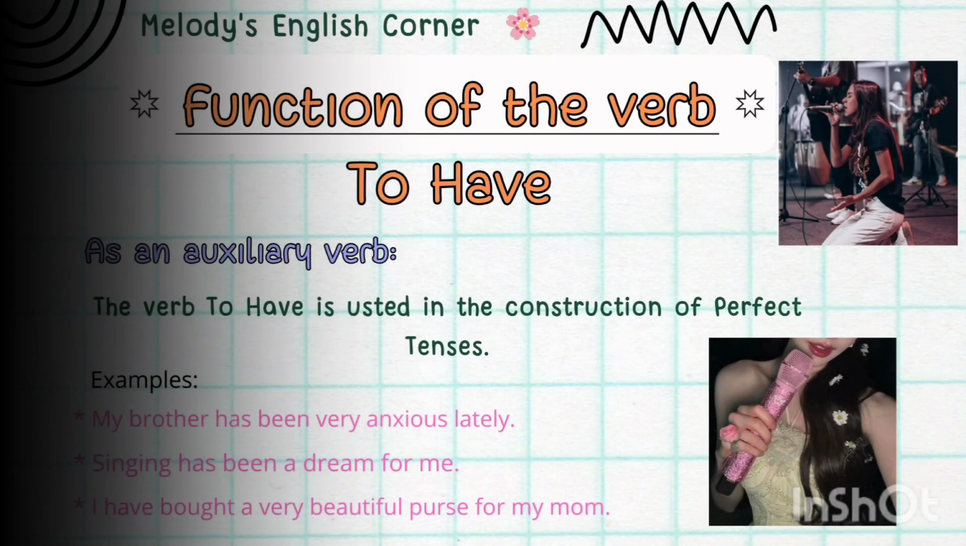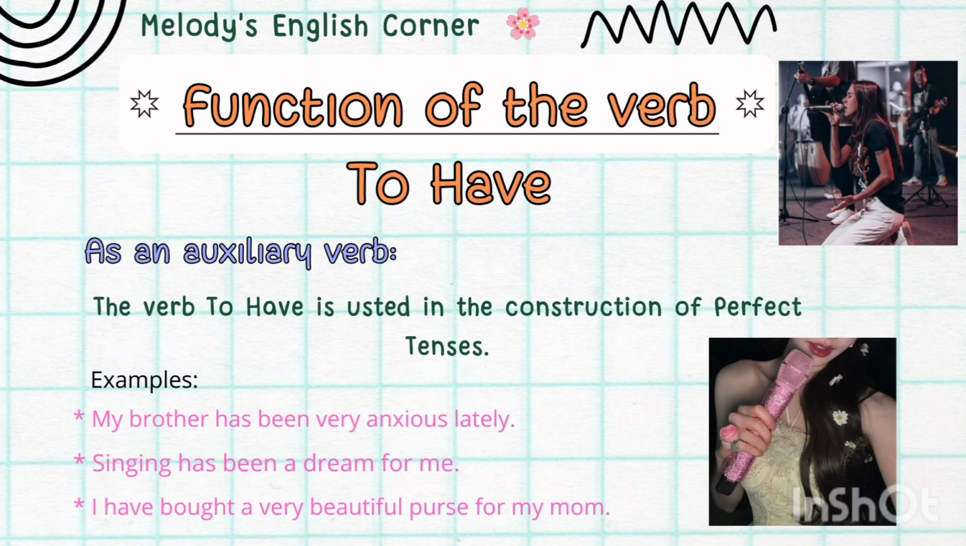Okay guys, now let's talk about to have as an auxiliary verb. The verb to have is used in the construction of perfect tenses. For examples, my brother has been very anxious lately. Has is an auxiliary verb. Been is a main verb.